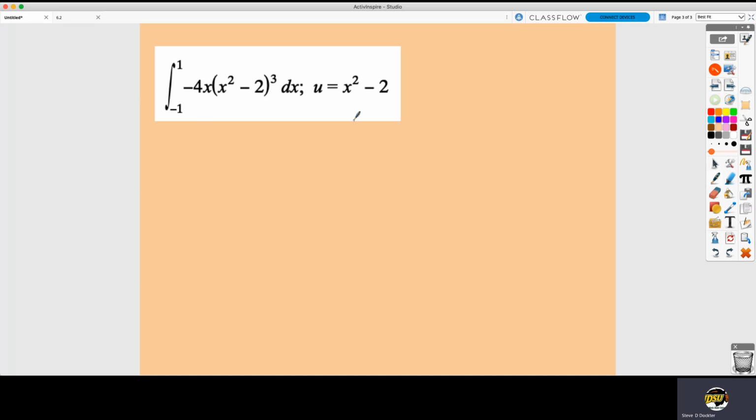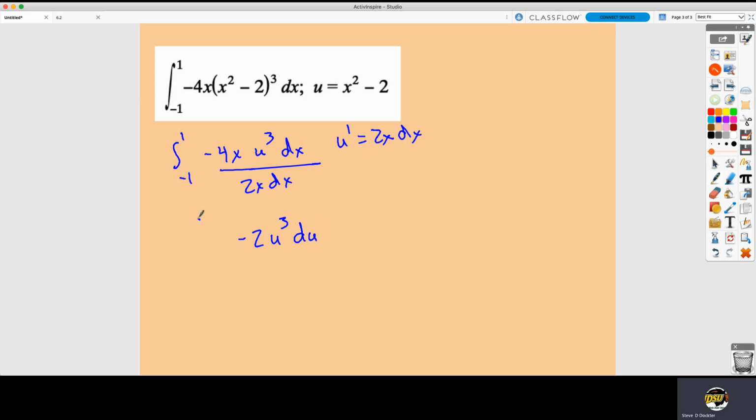All right, so how we start this out, we started out the exact same way. So integral from 1 to -1 of negative 4x times u cubed dx, and then we take the derivative of u, so u prime equals 2x, divide that out. We get negative 2 u cubed du. And then we have to plug in our 1 and our -1 here. When we plug in 1 squared minus 2 is -1. Throw in a -1, -1 squared minus 2 is also -1.